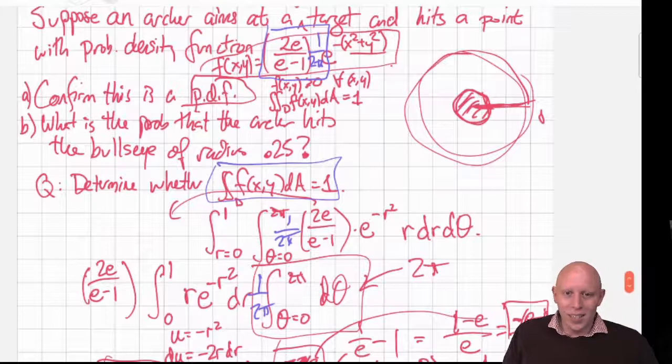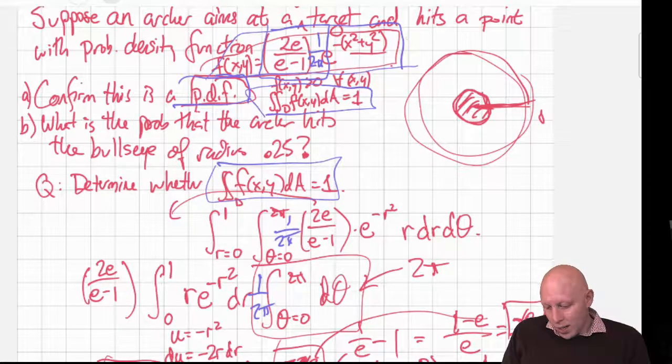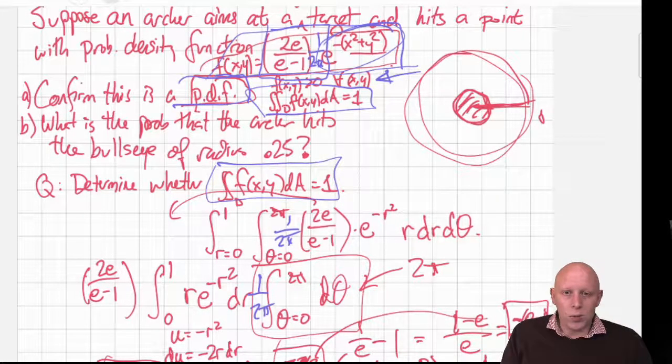All right. Nevertheless, we can continue and we can ask, what's the probability? So we've found that this is indeed a probability density function. This integral is 1, and e to every power is always positive, so the function is always greater than or equal to 0 for all x and y. All right, so this is a probability density function.